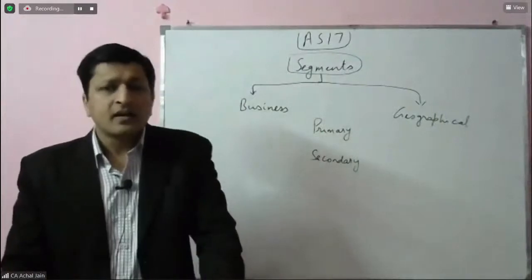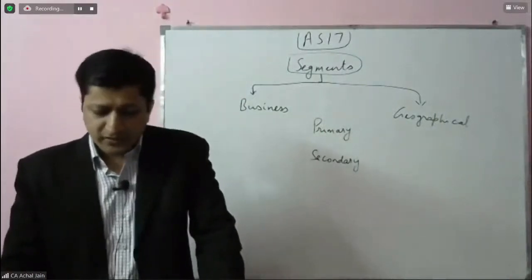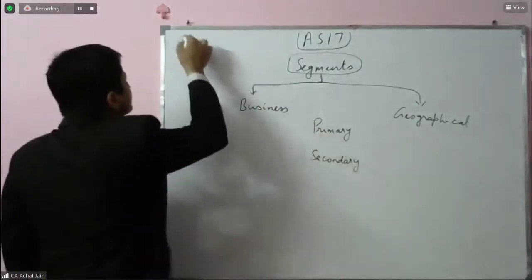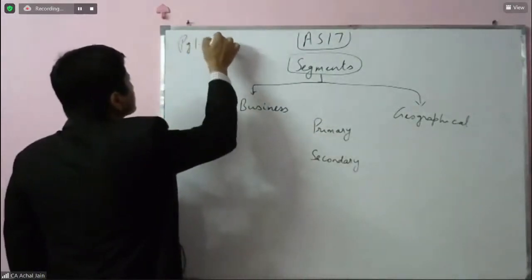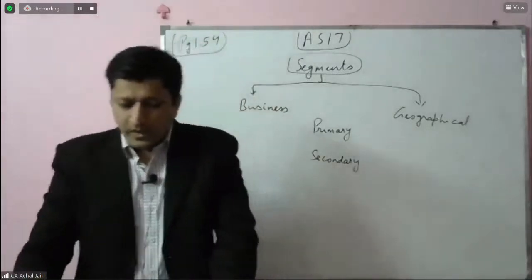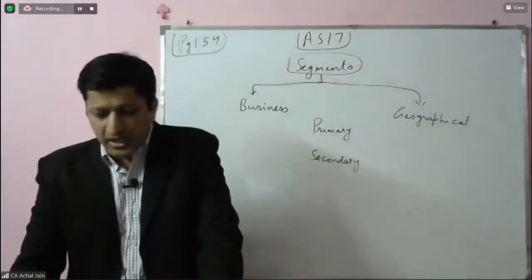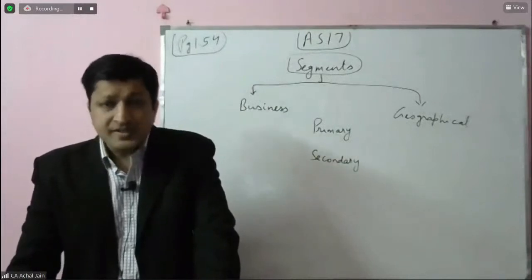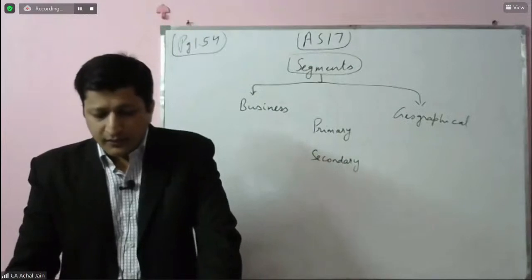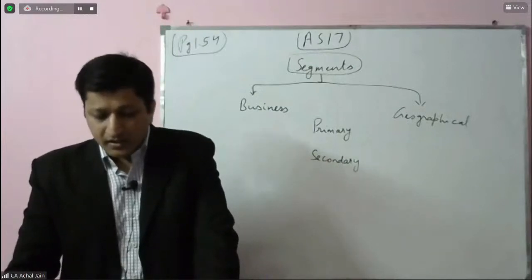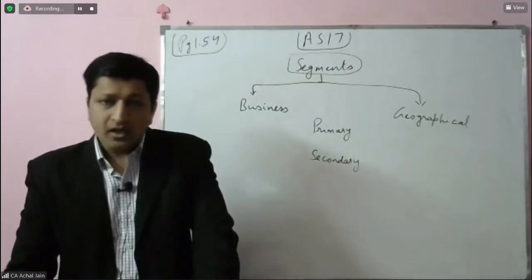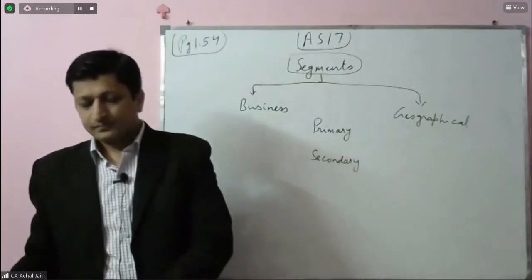So let's look at the guidance which the standard provides. You can all move on to page number 1.54. The dominant source and the nature of risks and returns of an entity should govern whether its primary segment reporting will be business or geographical.